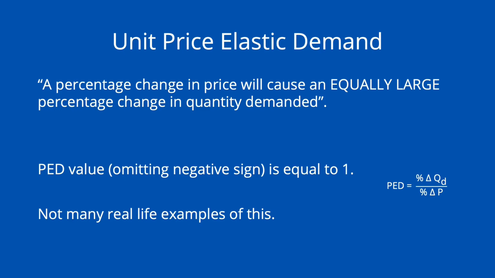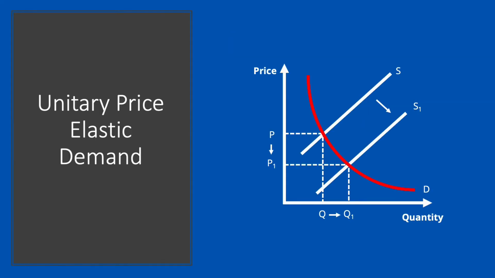Unit price elastic demand, or unitary price elastic demand, is a halfway house between price inelastic demand and price elastic demand. It occurs when a percentage change in price leads to an equally large or proportional change in quantity demanded. As a result, goods with unit price elastic demand have a PED value of 1. There aren't many real-life examples of such goods. This is more of a theoretical concept, but worth noting down nonetheless. Here's a demand curve showing unit price elastic demand. You can tell this because the price change leads to a proportional change in quantity demanded.